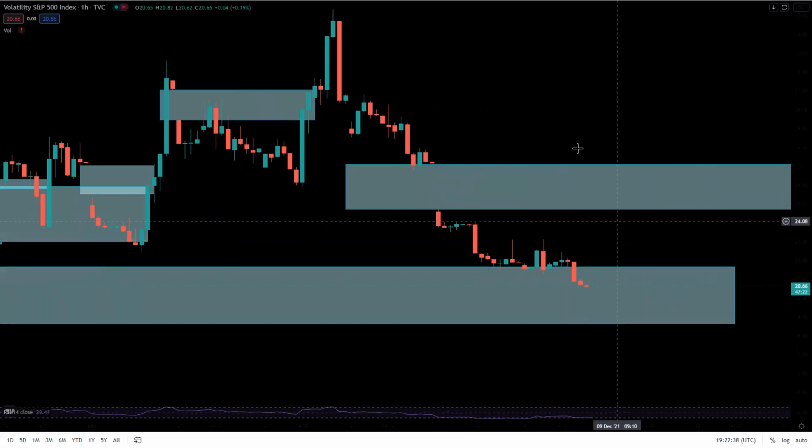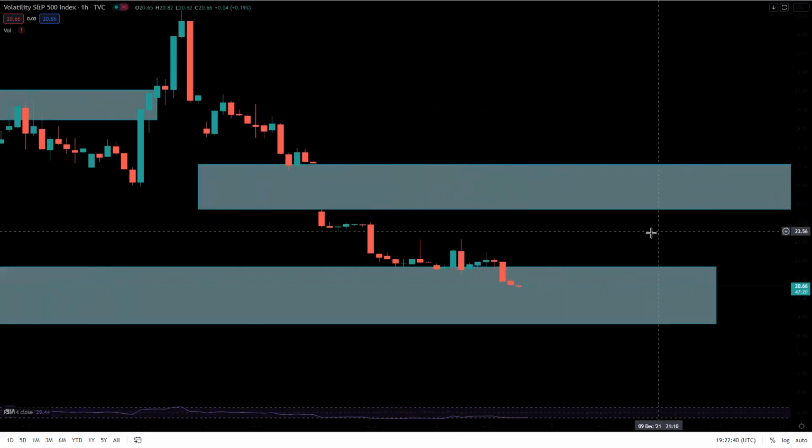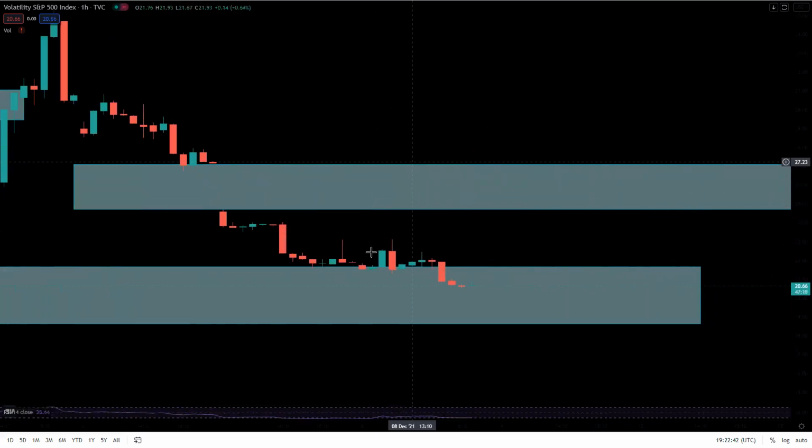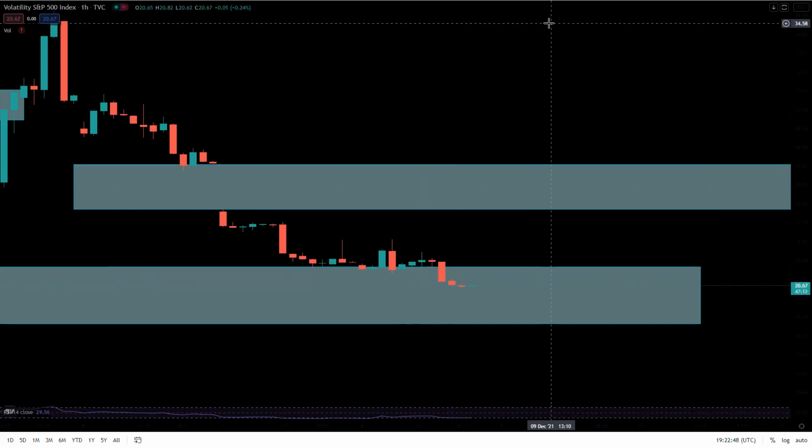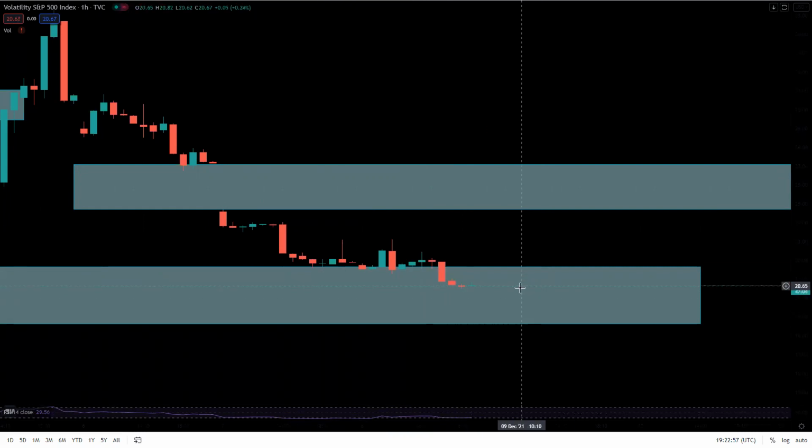So what I want everyone to realize is that VIX has a gap up right now to fill, around 24 to 27. And the VIX is currently at about $20, $20.67 at the time of this recording. So we are currently filling the gap down, which would mean the market is less volatile, which would send the SPY going up.